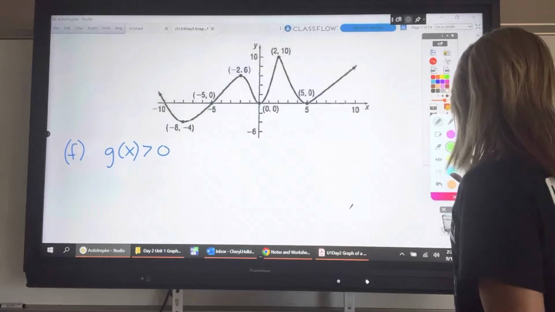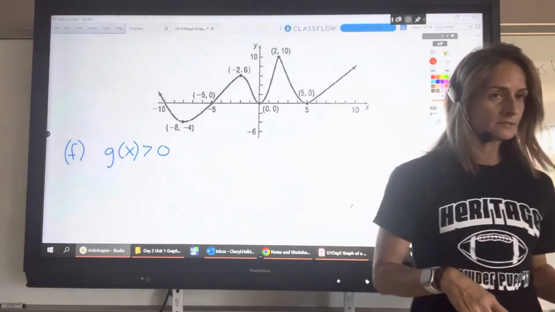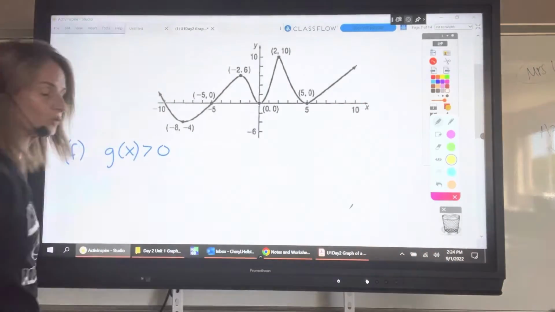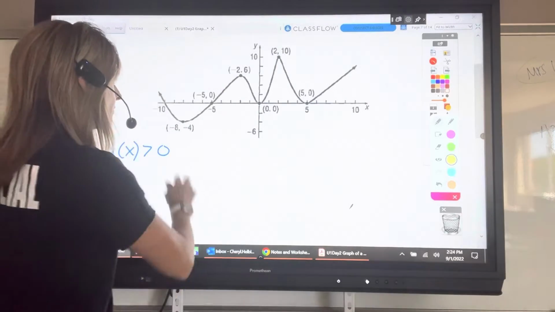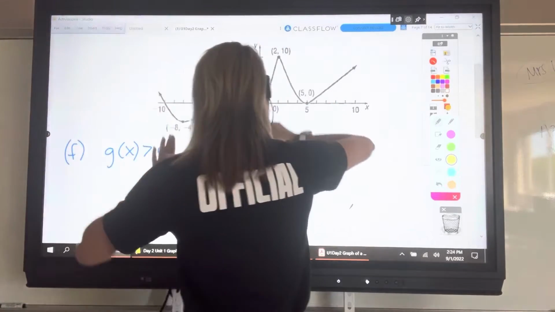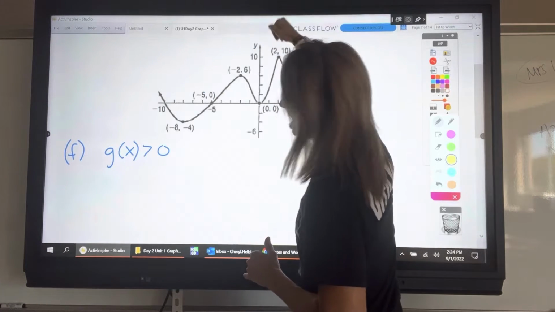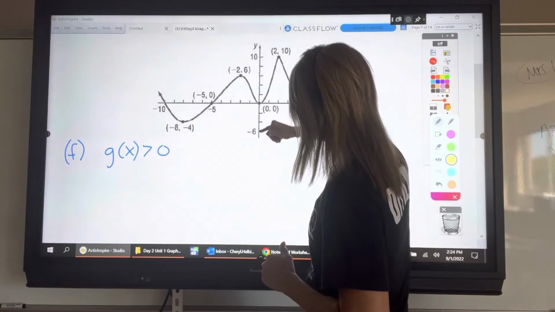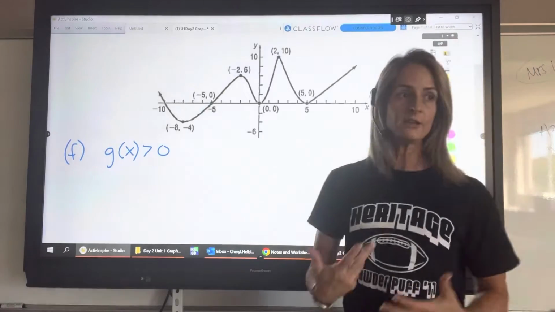So I've got a highlighter on here, so let's see if I can use that. g of x, you can think of that as y. Where are the y values in this graph greater than 0? That's all it's asking. So here's the y-axis. As we go up the y-axis, those are all positive values. And down here on the y-axis, these are all negative values. So where are the y values on this graph greater than 0?